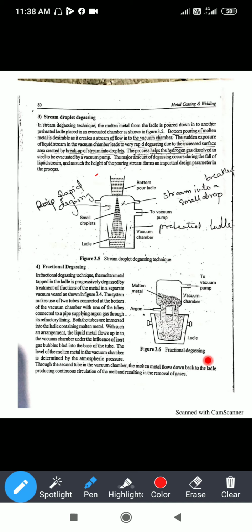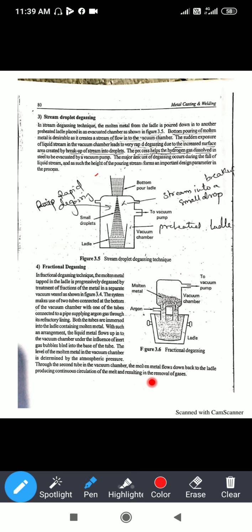Now you can see over here the molten metal is there. There are two tubes, and this is a vacuum chamber. This is the outlet where the vacuum pump is connected, and over here you can see argon gas being supplied, and this is the ladle in which the molten metal is kept. Before going into this, consider an experiment: if there is a bucket full of water and you place a water bottle in it, what do you see? Otherwise, the Bisleri tanks where the tap is given.